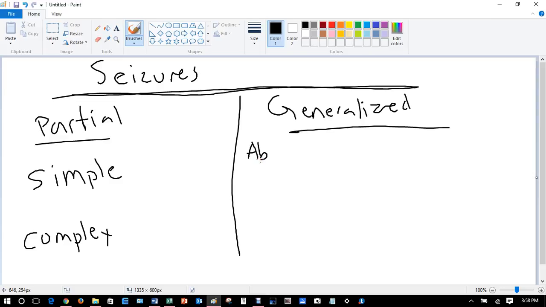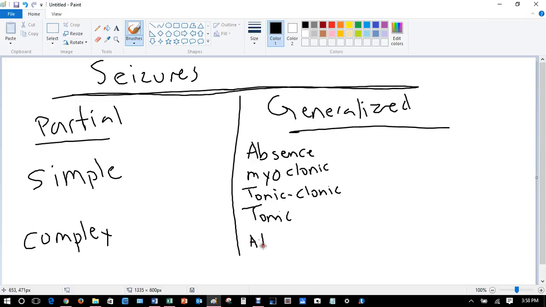There's absence, which just looks like absence, which is basically the definition of what it is. There's myoclonic. There is tonic-clonic. There is tonic. And then lastly, there is atonic. Okay, so let's go first of all through these partial seizures.